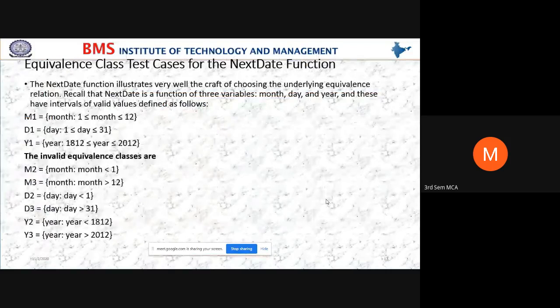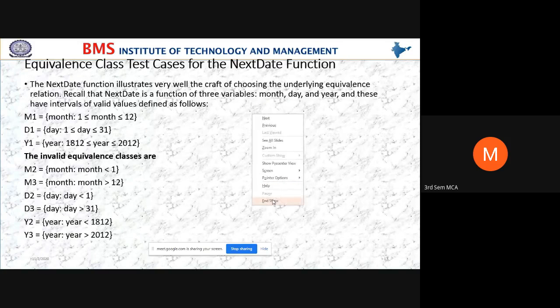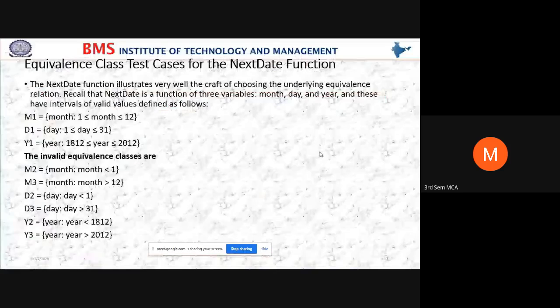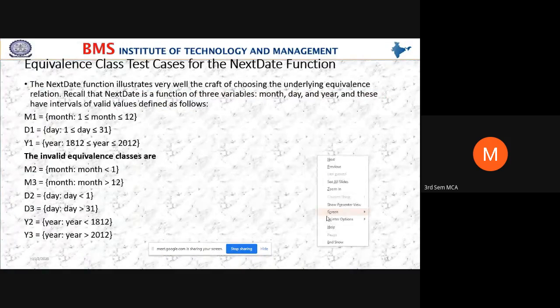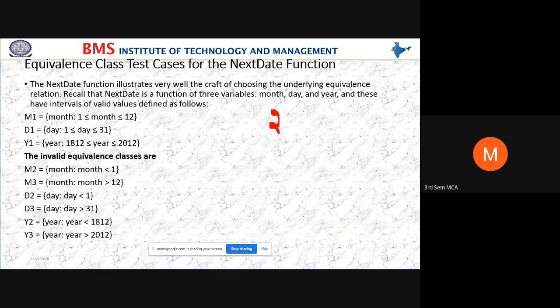Next, we have equivalence class test cases for the next day function. Students, from the second module, we are seeing this next day problem, triangle problem, commission problem. See, this next day problem is a very simple concept. What is the next day function? In next day, we are checking what will be tomorrow's date value. If today's date is 2nd November 2020, then what will be the next day?